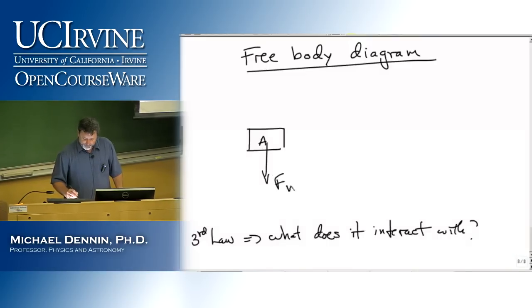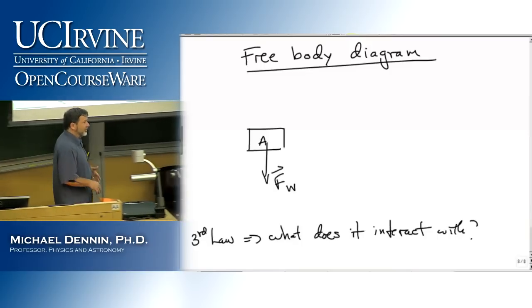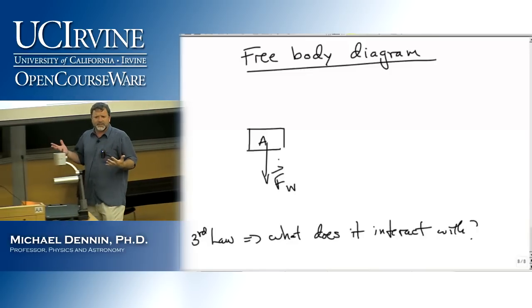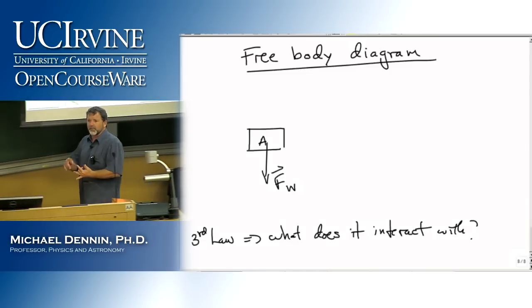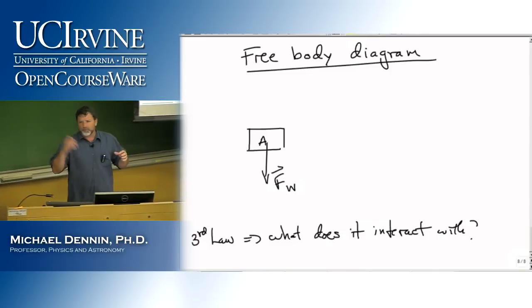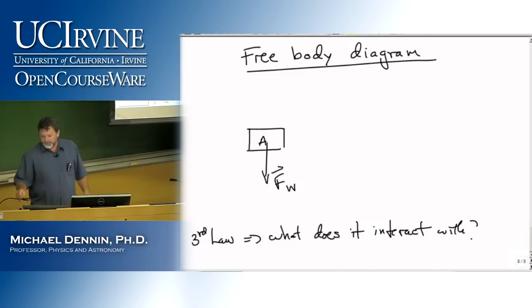The interaction with the Earth is always straight down in the vertical direction, and we like to call it the weight, so F sub W for weight. You will see lots of different notations: F sub W, just the capital letter W, and F sub object A with the Earth. There's lots of ways it'll be written.